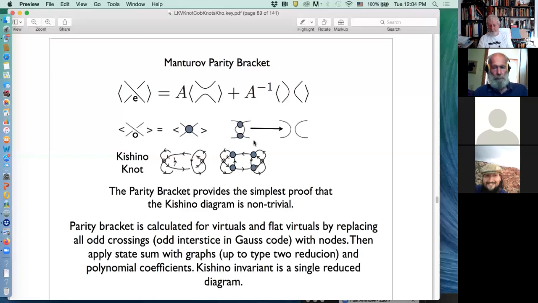For example, here's the Cascino knot, which we know is difficult to identify. And every crossing is odd, as I was just checking. So all nodes get nodified, all vertices get nodified. And now you need to look at this and understand, after examining it a bit, that there are no further reductions available. And so this graph is the invariant. And that proves that the Cascino is non-trivial.